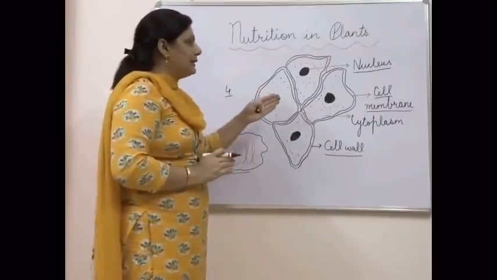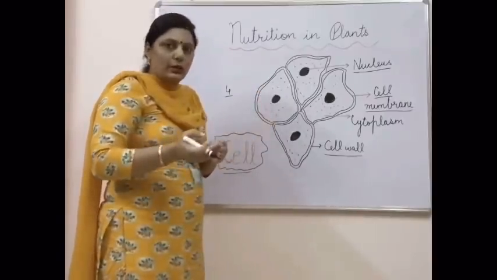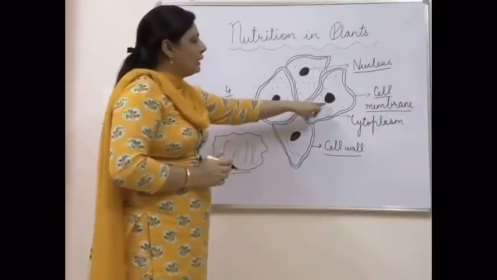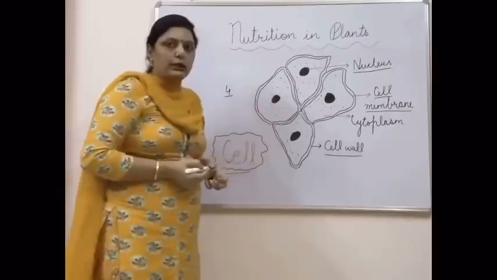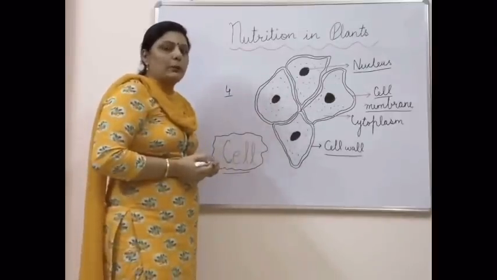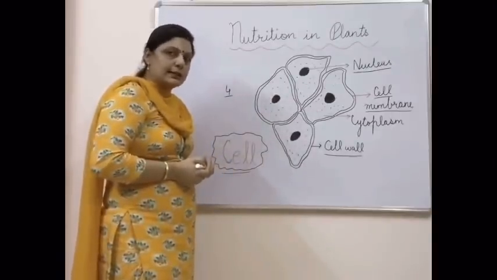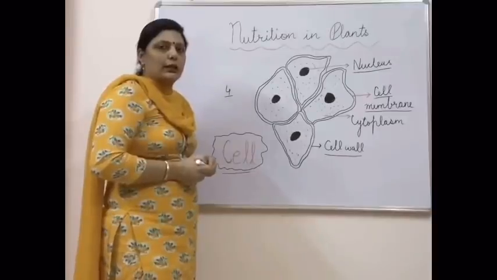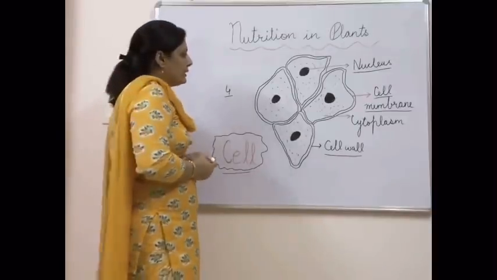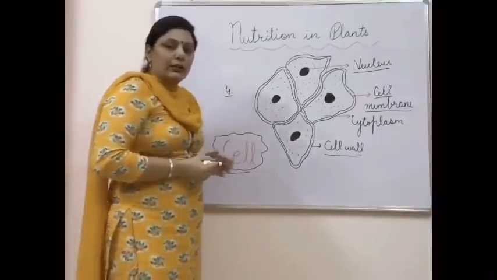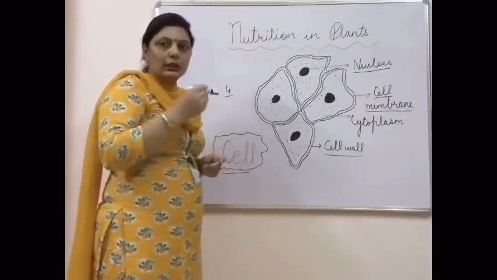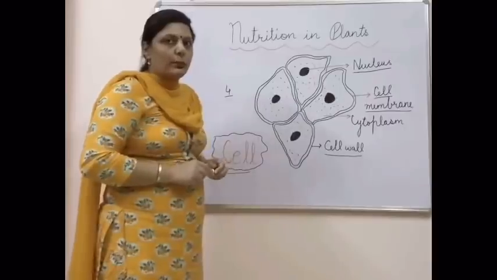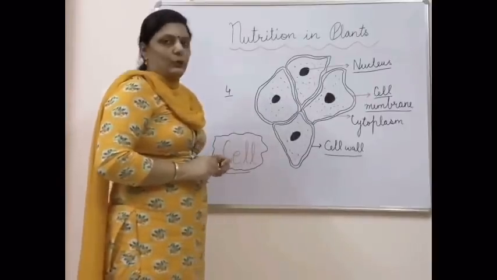It protects each cell from the outer surroundings. Then the nucleus will be present in all the cells. Then cytoplasm will be present in all the cells, but the cell wall will be present only in plant cells. It will not be found in animal cells. In this chapter, the diagram given is of a plant cell, that is why it is showing the double boundary. So the outer boundary is the cell wall.